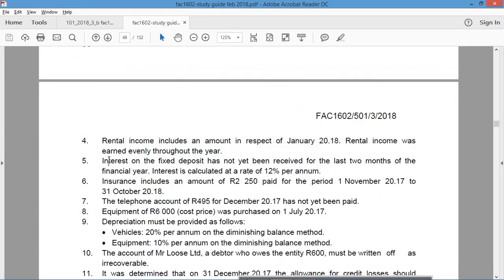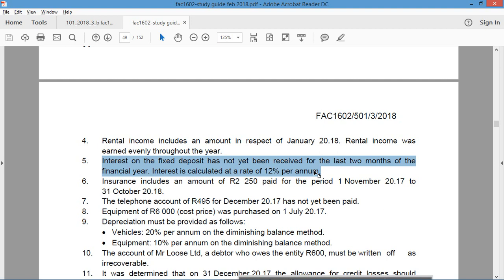Right, what is this one? What did you do with that? Interest on fixed deposit has not yet been received for the last 2 months of the financial year. Interest on fixed deposit, that's number 5. I don't know if I'm right. I said debit bank. Was there any cash that was received? No, and that's what's confused me. Okay, so that's out. Try again.